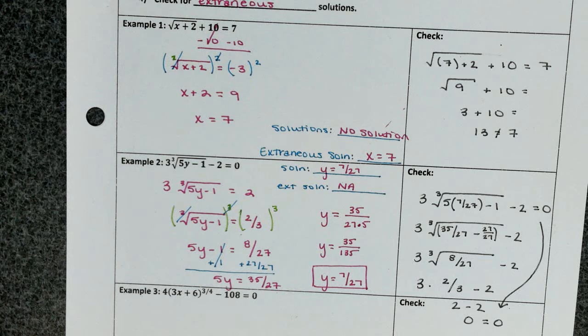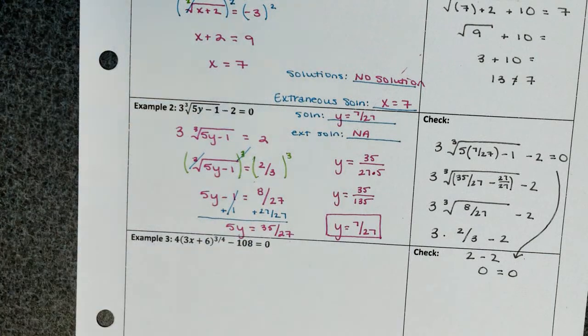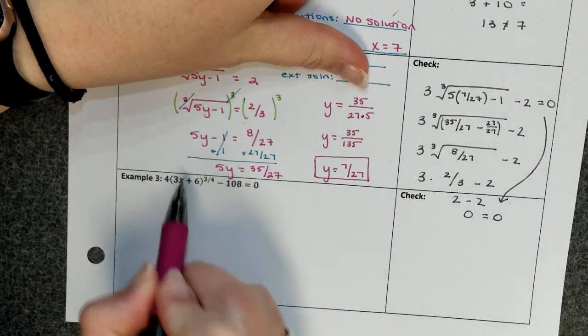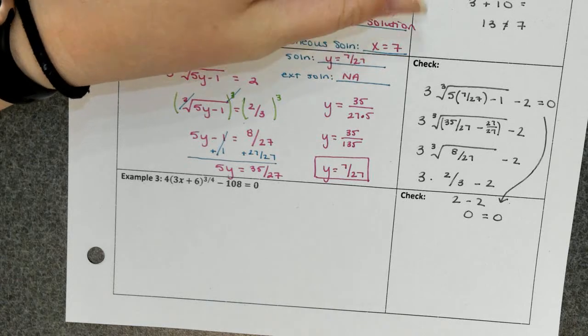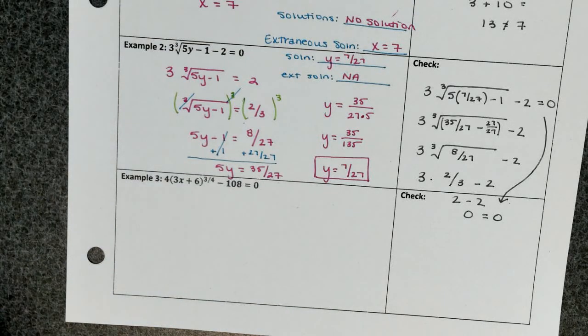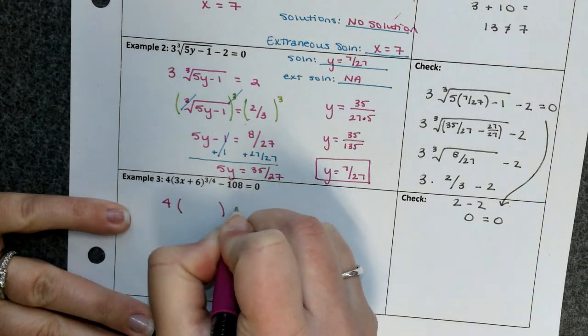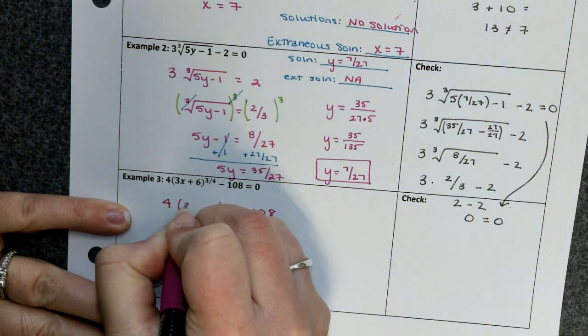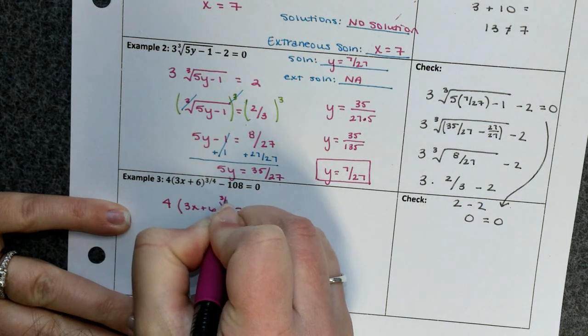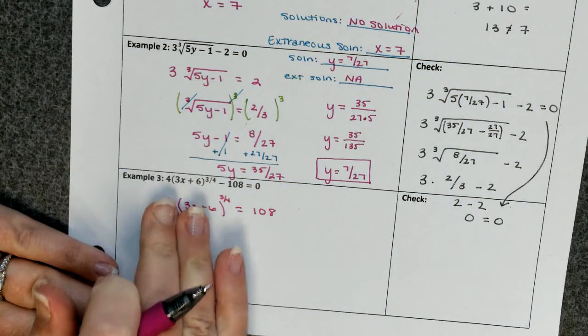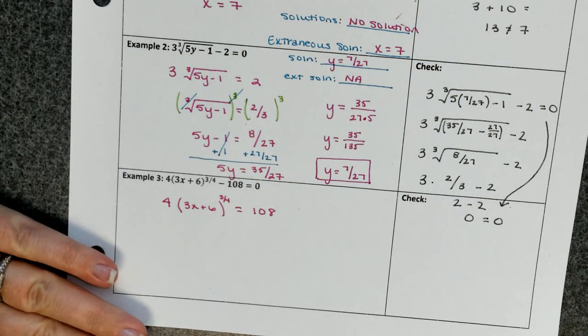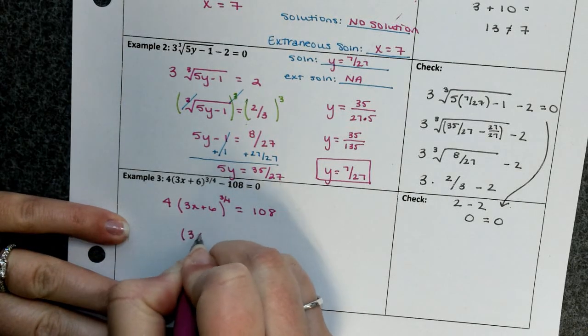All right. Should we try the last one? Okay. We have 4 times a radical minus 108 is equal to 0. What's the first thing I'm going to do to get my radical alone? Add the 108 to both sides. So I have 4 times the radical equals 108. Okay, 4 times the radical equals 108. Well, how do I get the radical alone? Divide by 4 on both sides. So I have the radical by itself now.